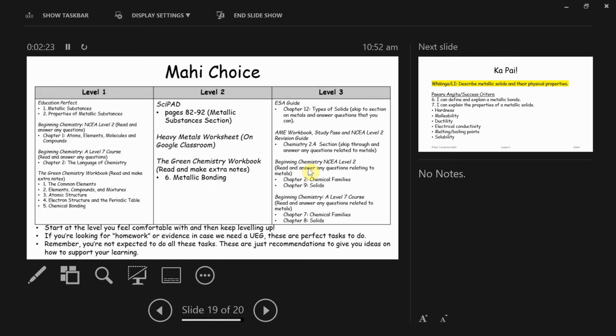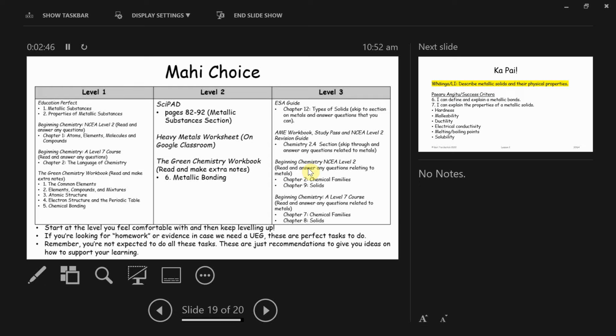I'm not expecting you to do all these tasks. I don't recommend you do all these tasks. It's just to give you different choices and different recommendations. I've also given it to you at different levels. You can level up and keep picking things that are more challenging, and you can choose where you want to start. So Education Pro is a great resource if you're really struggling.